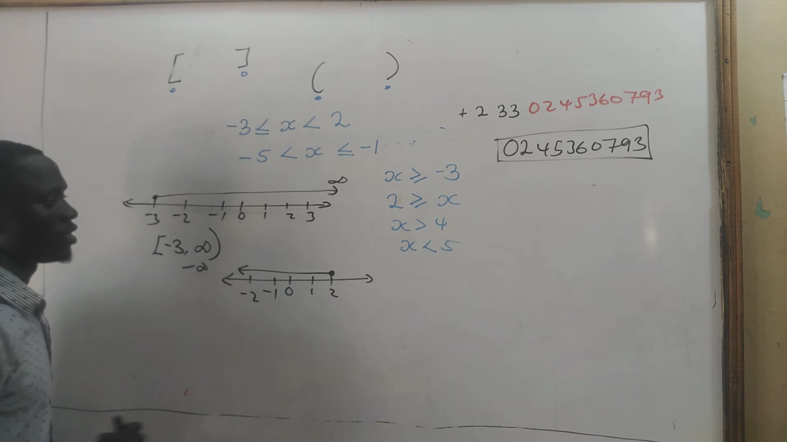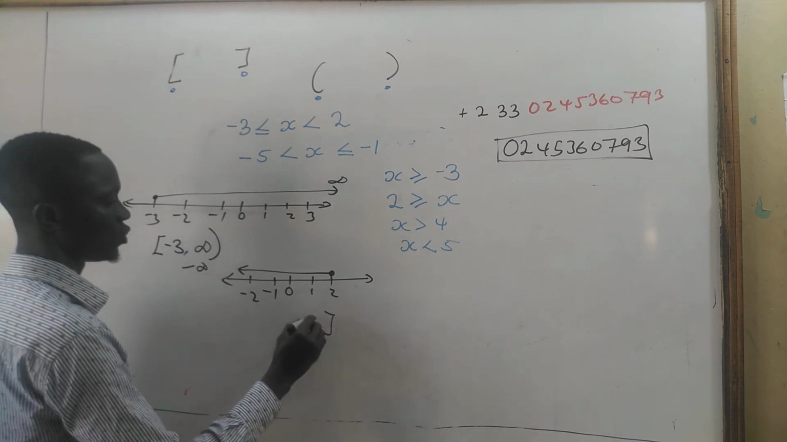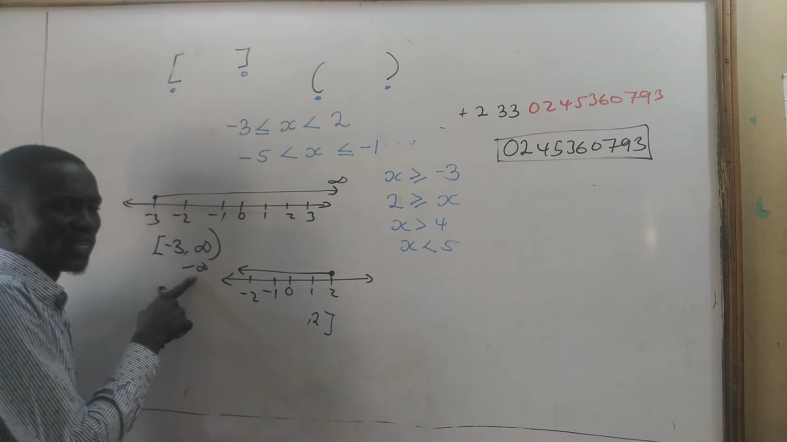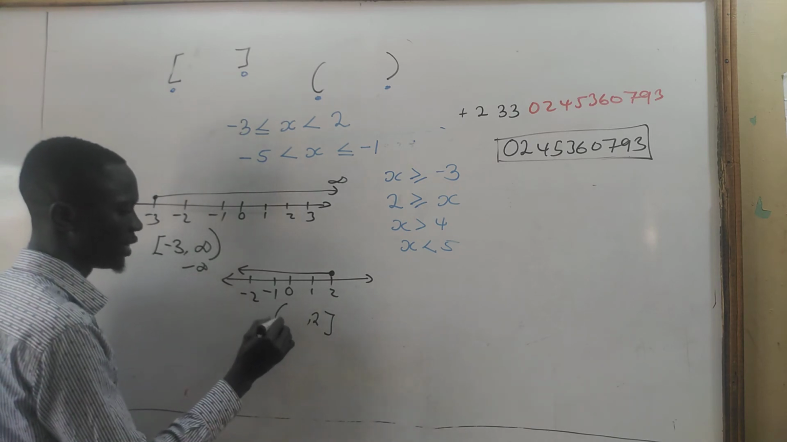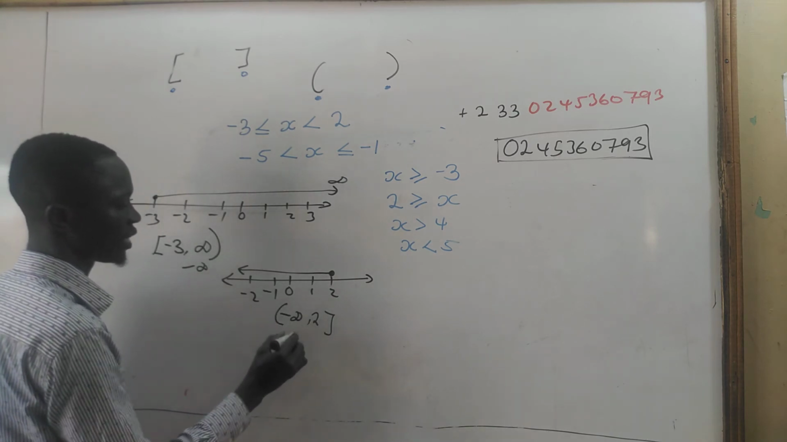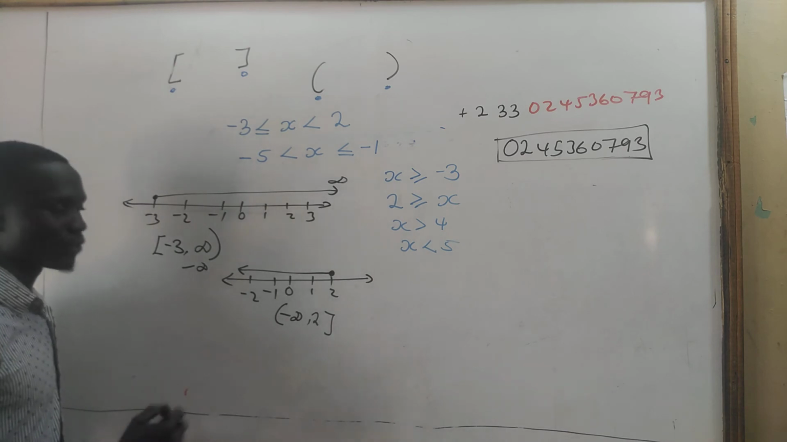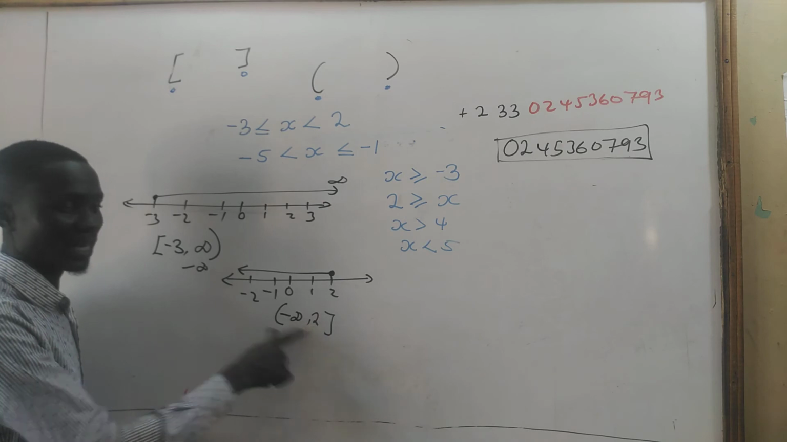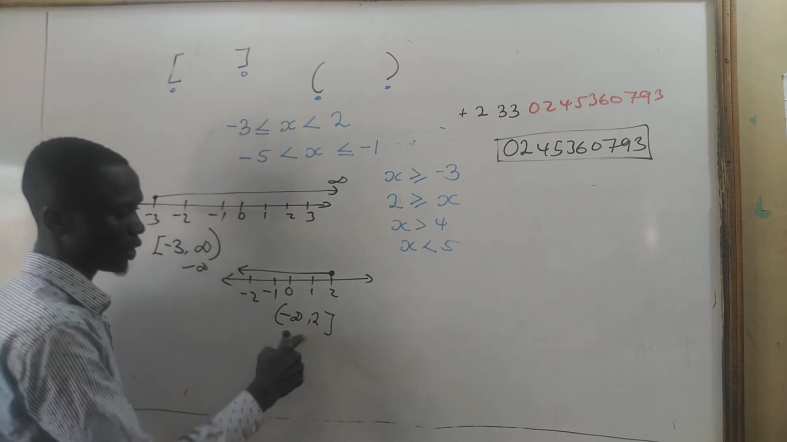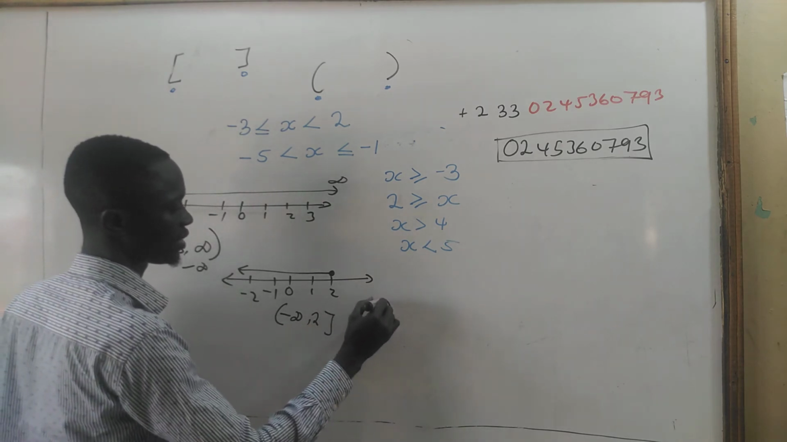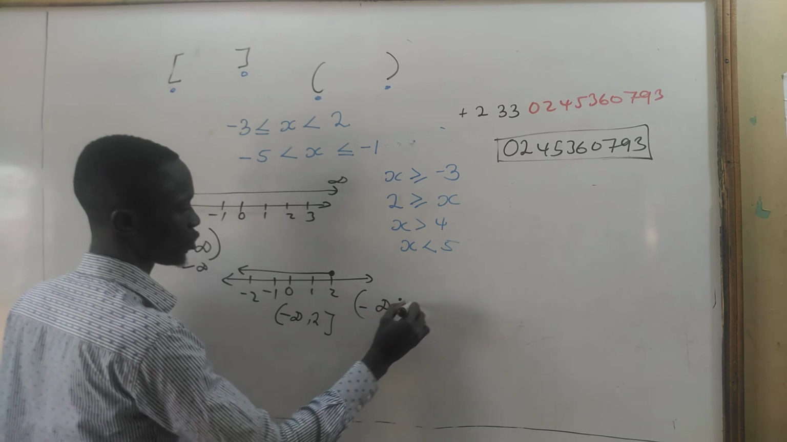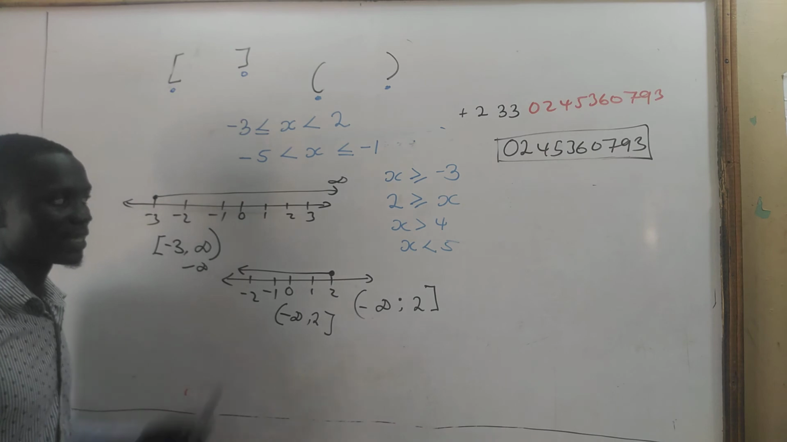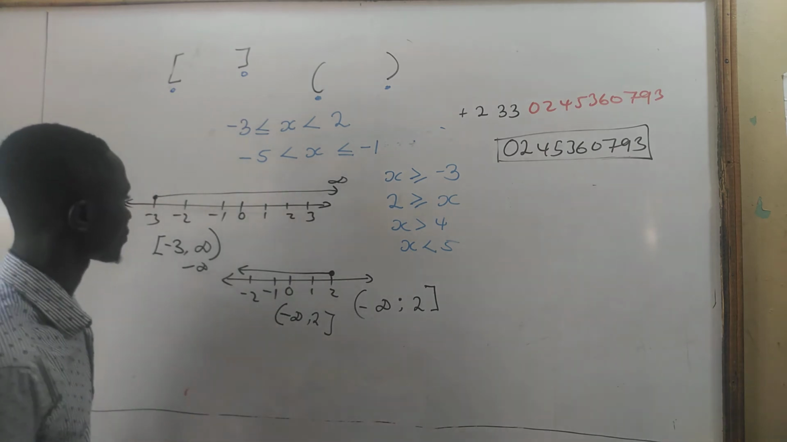So we write that 2 is included, but we cannot include negative infinity in the set. So we use the open interval and write negative infinity. So if you are in a country where you don't use a comma to separate the endpoints, you use a semicolon: negative infinity; 2. Very simple as that. Now let's do the next one.